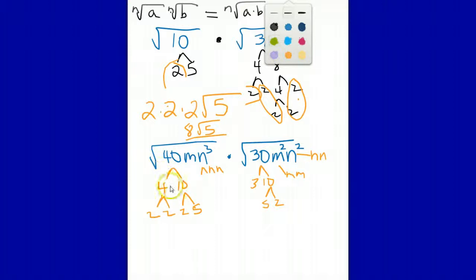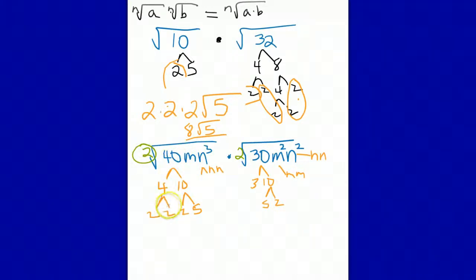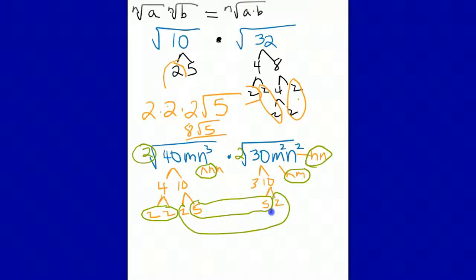Alright, so now what we're going to do is circle groups again of 2. So your most important thing is to pay attention to those index numbers because you got to know how many you're circling at a time. So I'm doing 2. So I'm going to circle that group of 2. I'm going to circle that group of 2, and that group of 2, and that group of 2. I've got this group of 2. And this group of 2, and I got it.